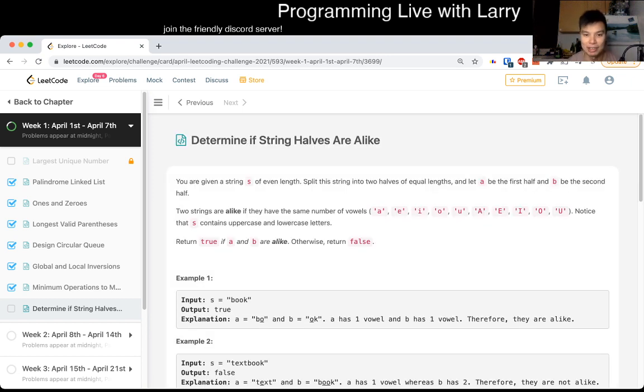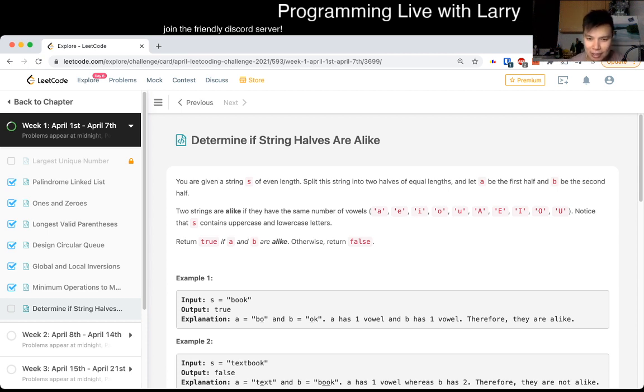Determine if string halves are alike. So I usually solve these live. If you're new here, feel free to fast forward or watch in 2x or whatever. But if you're just looking for someone to explain the problem, pretending that they knew from the beginning, then you can find another video, I guess. But anyway, today's problem is determine if string halves are alike.